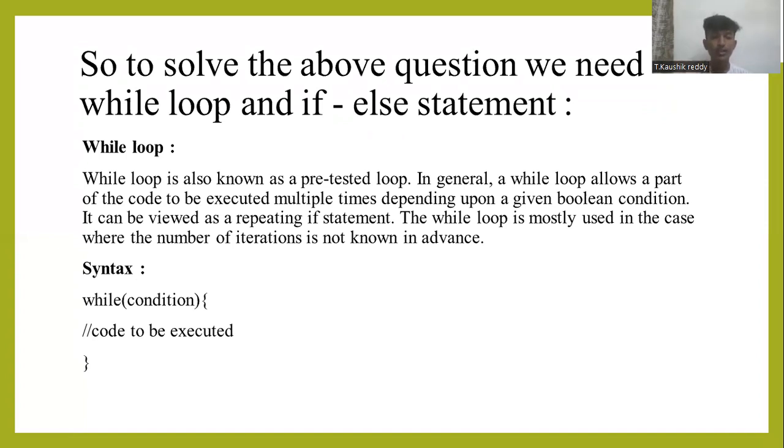A while loop is also known as a pre-tested loop. In general, a while loop allows a part of the code to be executed multiple times, depending upon a given Boolean condition. It can be viewed as a repeating if statement. The while loop is mostly used in the case where the number of iterations is not known in advance.